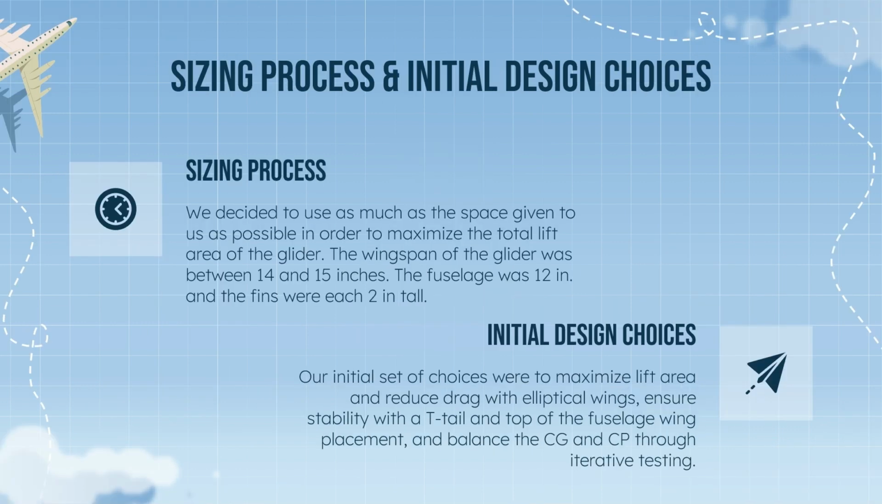The sizing process and initial design choices. We decided to use as much of the space that we were given to maximize the total lift area of the glider. The wingspan of the glider was between 14 and 15 inches, around 14.7. Fuselage was 12 inches, and the fins were each 2 inches tall. Our initial set of design choices were to maximize lift area and reduce drag with elliptical wings, ensure stability with the T-tail and top of the fuselage wing placement, and balance the CG and CP through iterative weight testing.